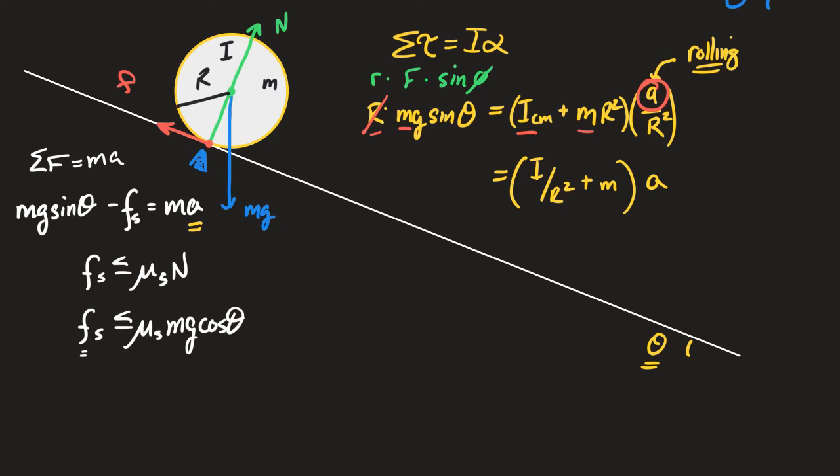Do you follow what I've done? I've just distributed the 1 over r squared inside the parenthesis. And when I do that, it cancels out with one of the terms, but not with the other. But that has to equal mg sine theta.